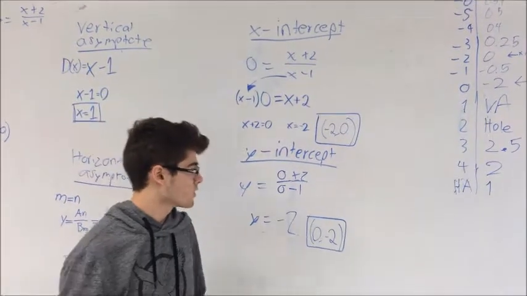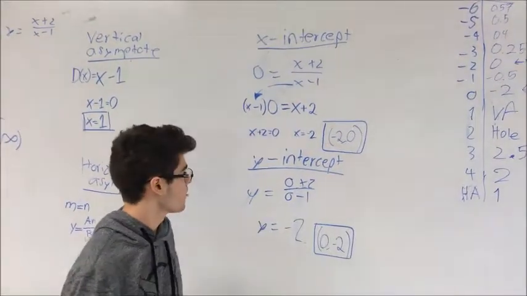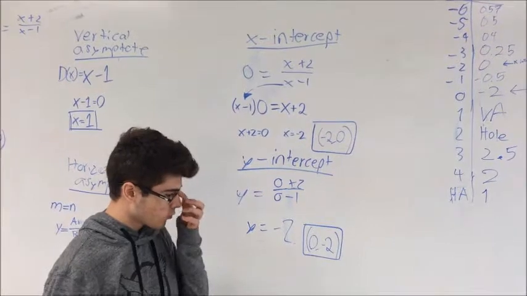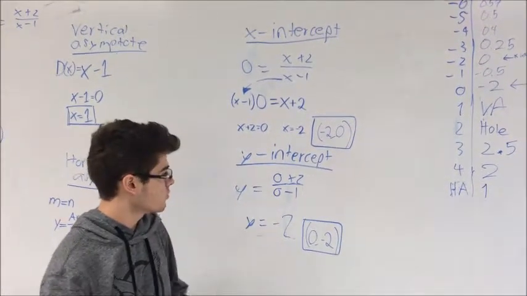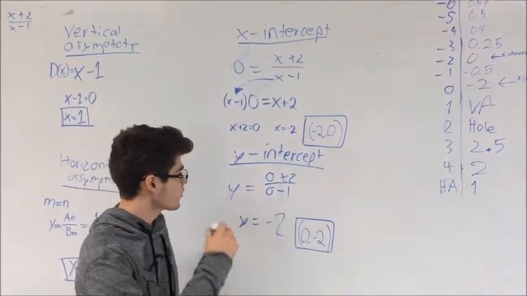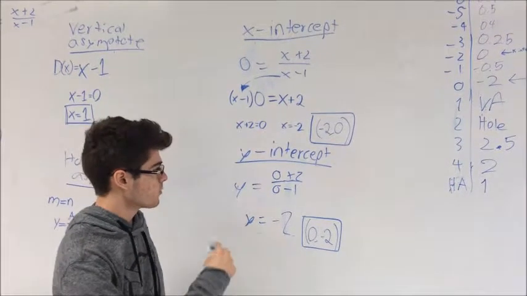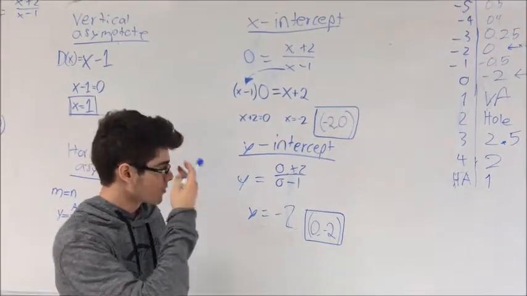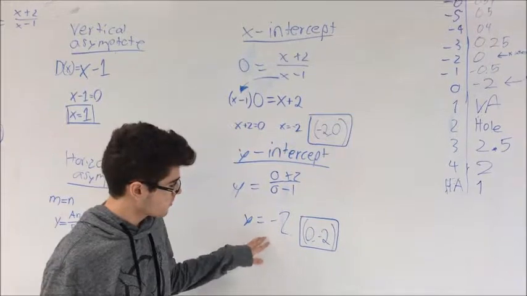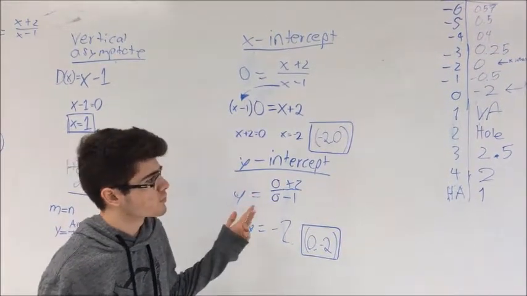Then you will need the y-intercept, and for that you will need to set x to 0. So it will be y equals (0 plus 2) over (0 minus 1), and that will be equal to minus 2, and that will be the y-intercept.